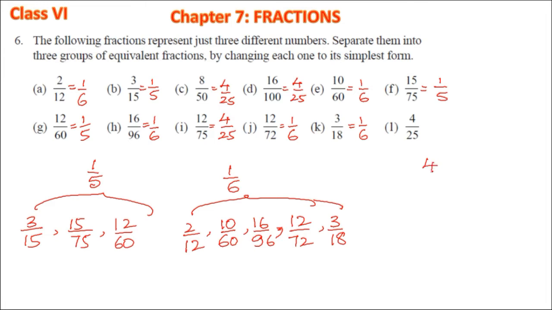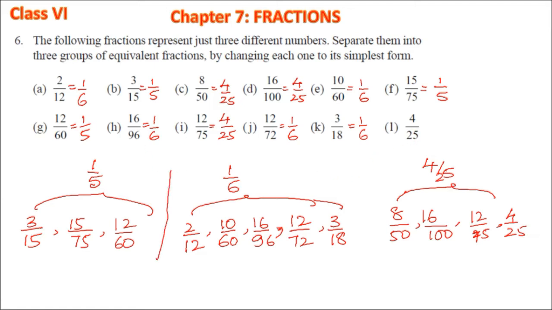The third is 4 by 25. The fractions 8 by 50, 16 by 100, then 12 by 75, and 4 by 25. These are the numbers belonging to this equivalent fraction. These fractions are made into three groups now. The first group 1 by 5, second group 1 by 6, third group 4 by 25.